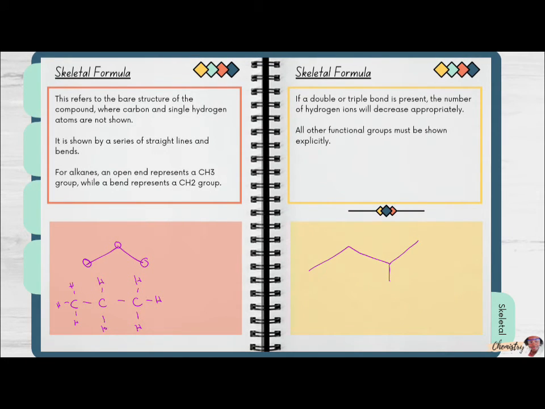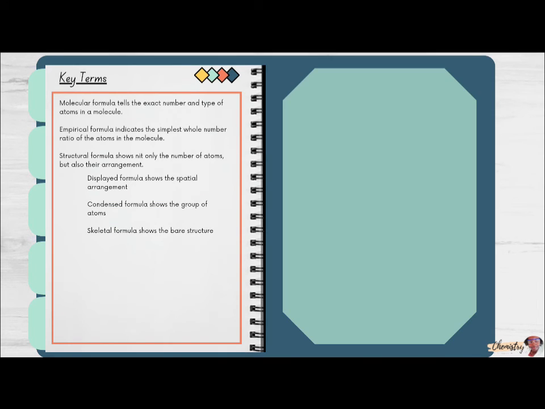You should be able to interpret skeletal formula as well. Open end CH3, bend CH2. We have a bend, but there are 2 things that are attached to that bend. So instead of having a CH2, that additional bond means that we can only have CH. We do have a branch, and remember when writing condensed formula, that branch must be represented with a bracket. Then finally, we have another open end, which means we have CH3. And that is it for the different types of formula that we can use to represent organic compounds.